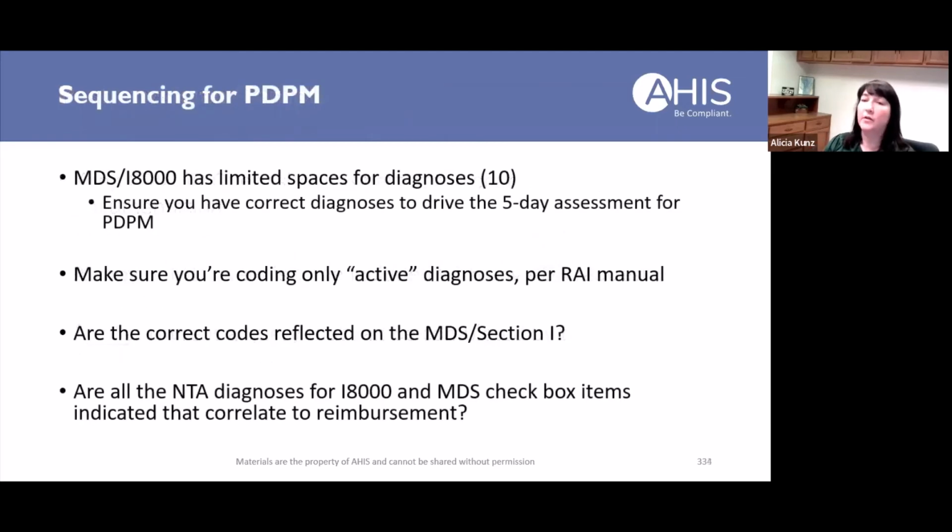Sequencing of your diagnoses. Section I-8000, that additional active diagnoses section on your MDS, has limited space. It's got about 10 spaces. So you want to make sure that you have the correct diagnoses for your 5-day assessment for PDPM within there. Only code the active diagnoses per the RAI manual, and make sure that the correct codes are reflected in the MDS section I, and make sure that all of your NTA diagnoses for section I-8000 and the checkboxes are indicated to correlate for correct reimbursement.